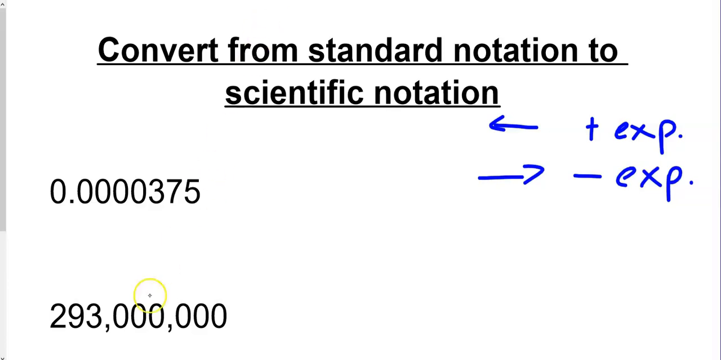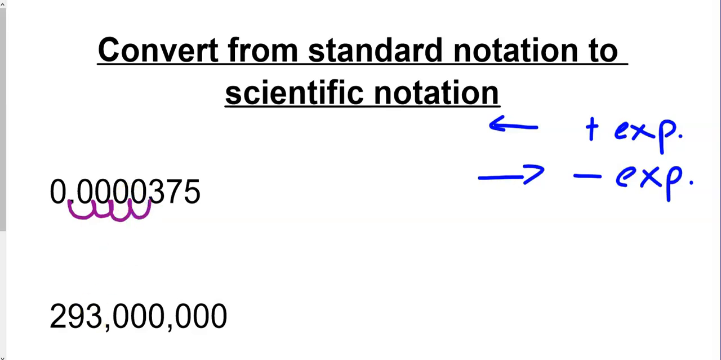So let's do some moving. Here's my decimal right here. I need to move it to the right, because I have to create a number between 1 and 10. If I move it once, that number is not between 1 and 10. I still have to keep going. If I move it again, it's still not between 1 and 10, so I keep going. I move it a third time. I'm still not between 1 and 10, but I'm getting closer. I move it a fourth time.